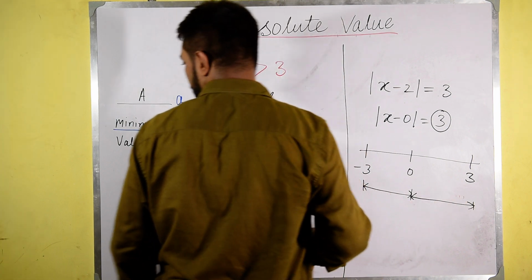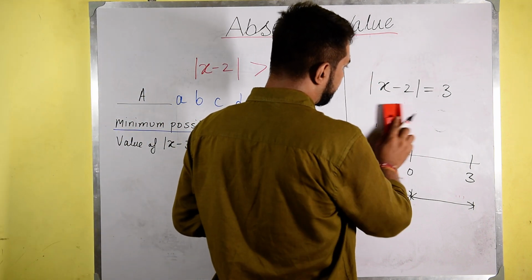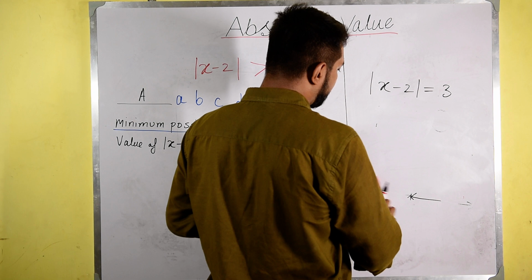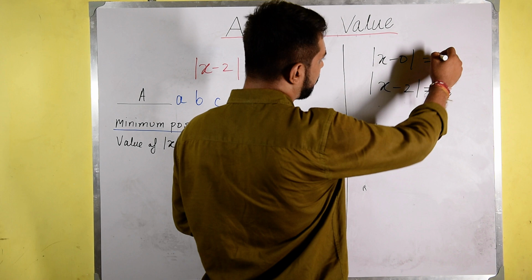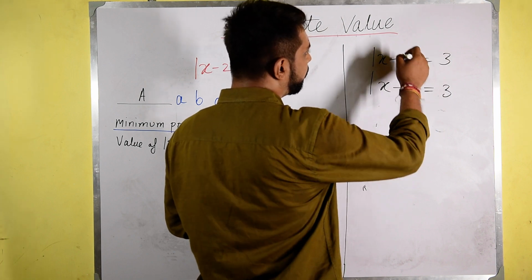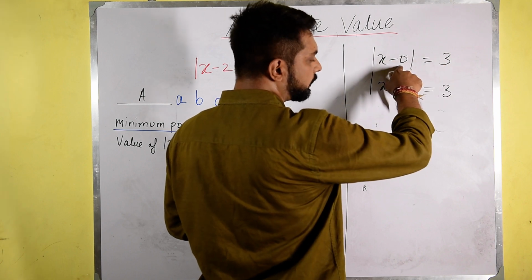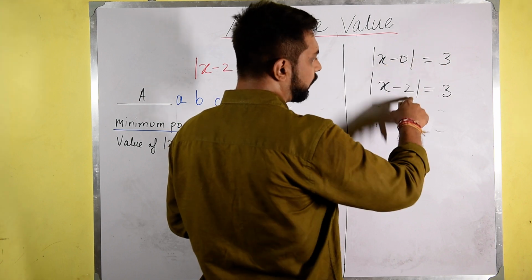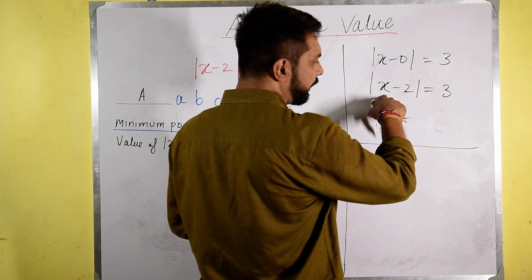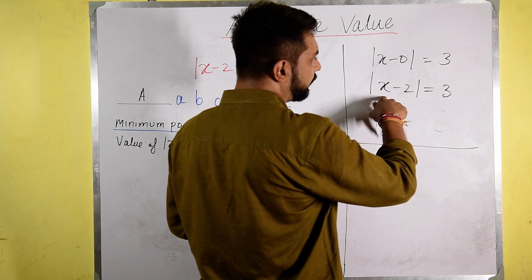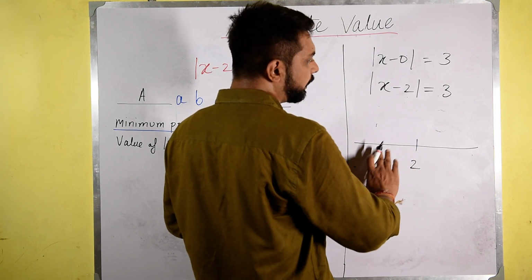Fine. Now similarly, I read the previous statement in the same way. I am writing it here again: mod x minus 0 equal to 3. I have replaced 0 with a 2. The first one I was reading as: what are the values of x which are at a distance of 3 from the origin. Now I have replaced 0, the origin, with 2. So I can read this as: what are the possible points on the number line for x whose distance from 2 is 3 units?